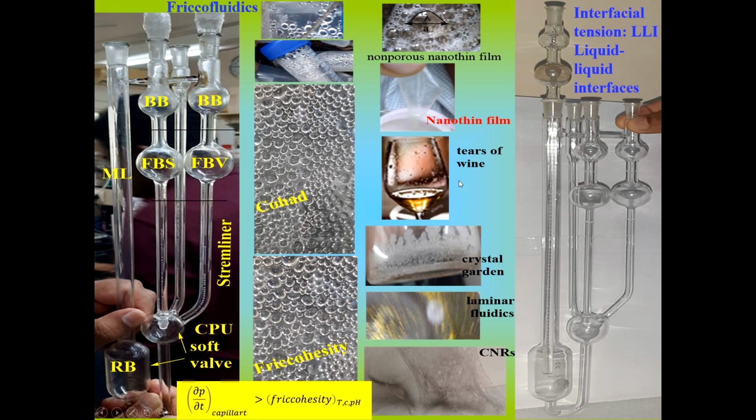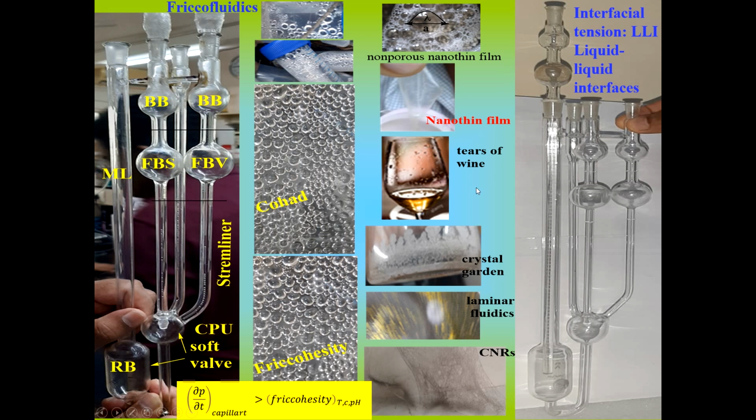Now, this is the best example of friccohesity, tears of wine. Generally, people take wine, and this is the wine glass. And what happens is that they add water. The surface tension of the water is 72 millinewton per meter, while the surface tension of ethanol is almost 22 millinewton per meter, or around 22 or 26, I think. A large difference, almost two times. So what happens when you are mixing? From outside, it seems they are mixed. When you are mixing, the mixture is sticking to the wall of this glass.